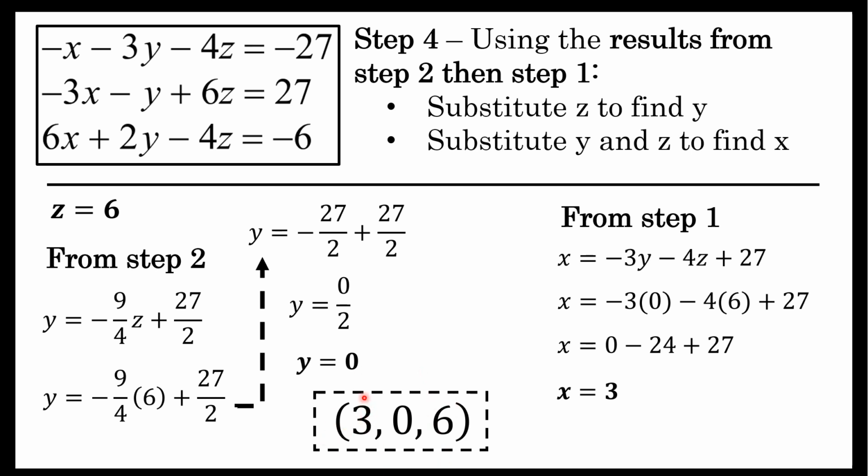This answer can be verified by substituting a 3 for x, a 0 for y, and a 6 for z in all 3 equations. If you substitute these 3 values in for x, y, and z in the top equation, the left side of the equation will equal negative 27. In the second equation, it will be positive 27, and the third equation will be negative 6. These are actually the only 3 values for x, y, and z that would make all 3 of these equations true. And that's why x equals 3, y equals 0, z equals 6 is the solution to this system of equations.